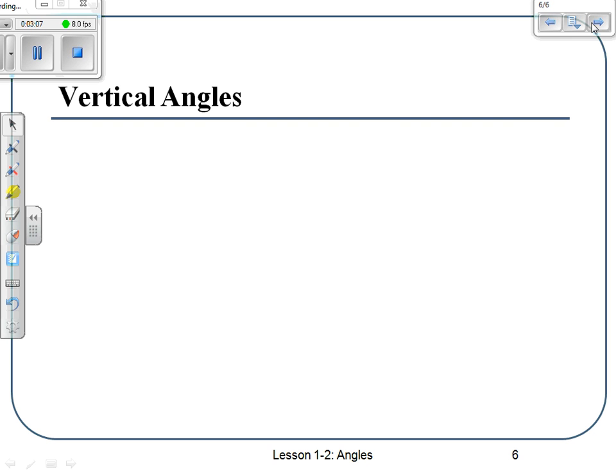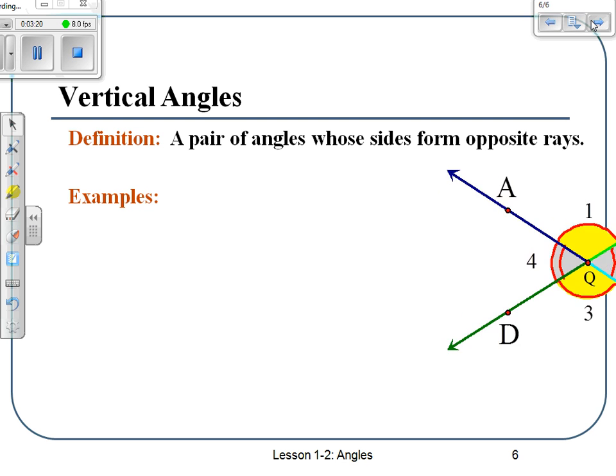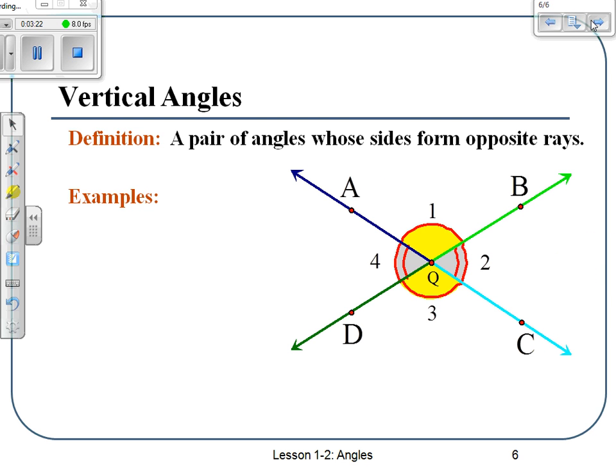Okay. Vertical angles. Vertical angles, again, are another really, really important pair of angles you will use frequently, and that is a pair of angles whose sides form opposite rays. Basically, they form an X. 1 and 3 are vertical angles. 4 and 2 are vertical angles.